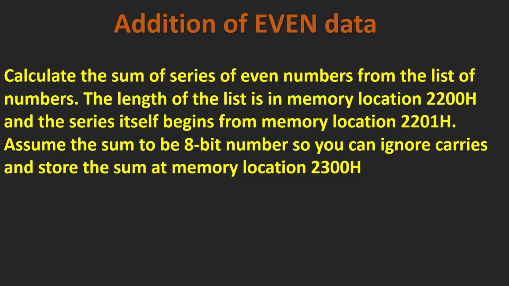The length of the list is in memory location 2200. So 2200 will hold how many data bytes there are in the series. If 2200 contains 8, that means there are 8 numbers in the series, and we must take all the even numbers and add them. The series itself begins from memory location 2201, the very next memory location. We assume the sum is an 8-bit number, so we can ignore the carries and store the sum at memory location 2300. This is what we have to do.